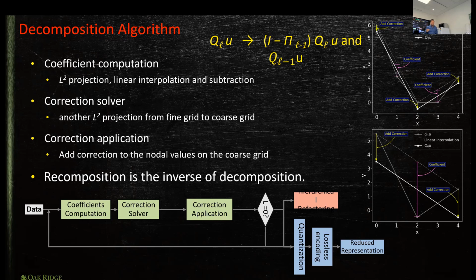So there are these projection methods, and it's an L2 projection, which involves a linear interpolation and subtraction. And then there's a correction when you want to come back. Think of that in multi-grid language as a prolongation, and that goes through an L2 projection and goes to the fine grid. And these coefficients that we talk about, think of those as like residuals in multi-grid language.